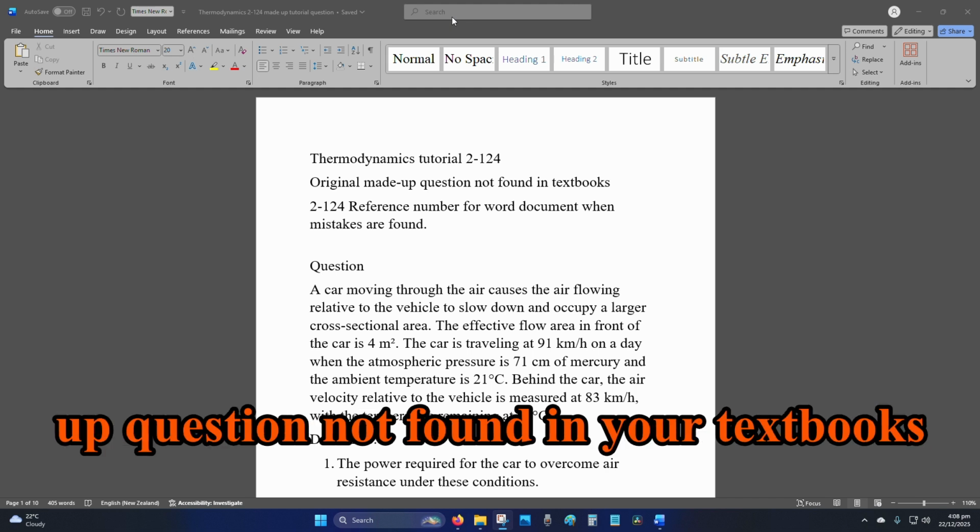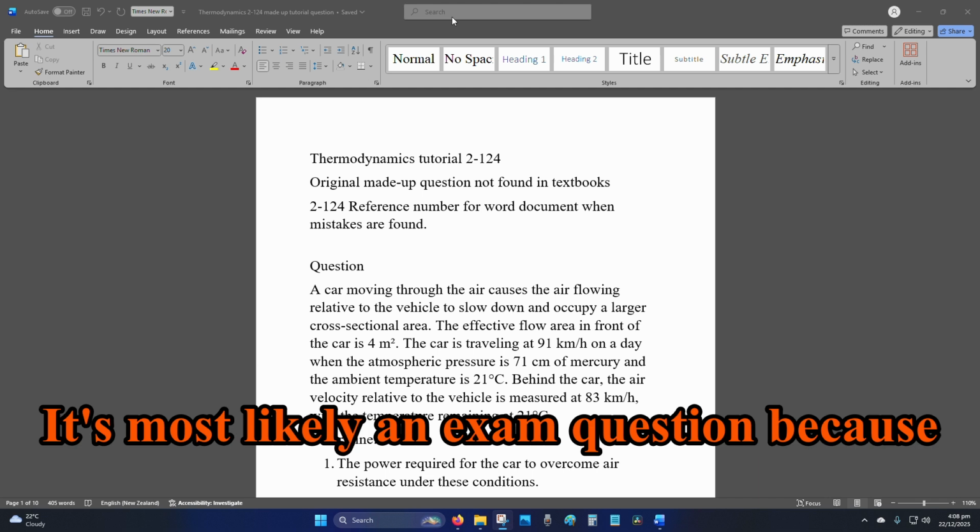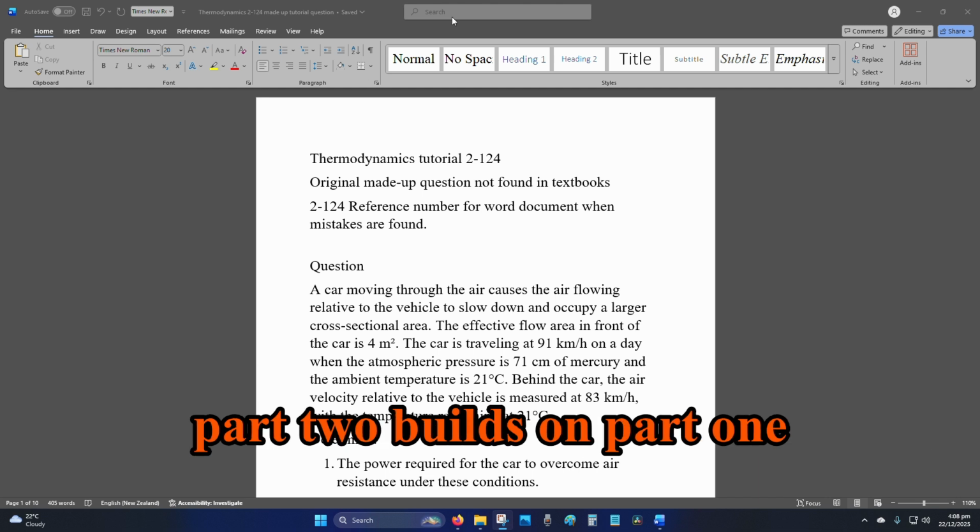This is a made-up question not found in your textbooks. Even though it's made up, it's most likely an exam question because part 2 builds on part 1.